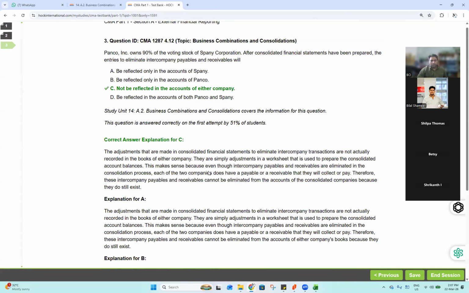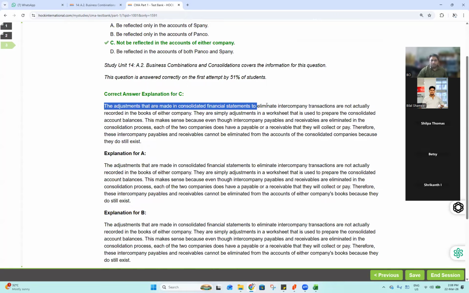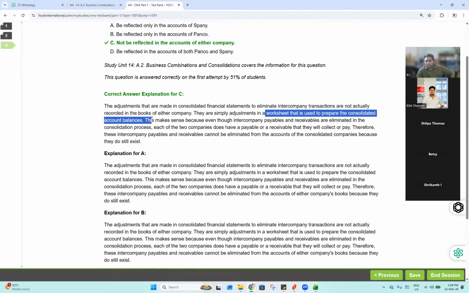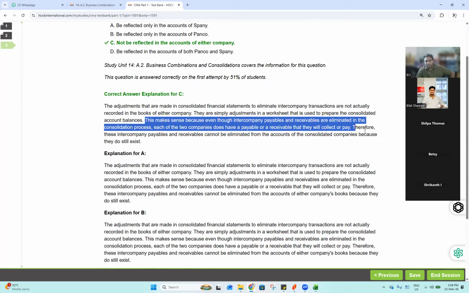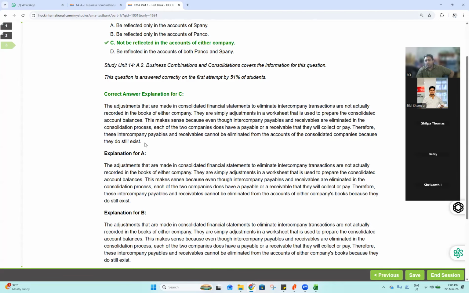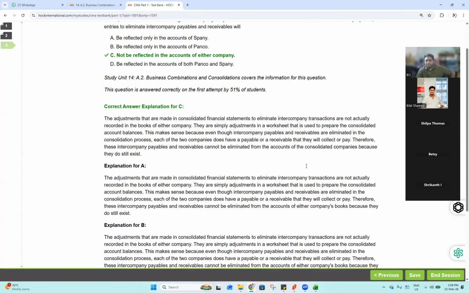Why? Because the adjustments that are made on the consolidated statements to eliminate intercompany transactions are not actually recorded in the books of either company. They are simply adjustments in the worksheet that is used to prepare the consolidated account balances. Clear? This makes sense because even though the intercompany payables and receivables are eliminated in the consolidation process, each of the two companies still has a payable or receivable that they have to pay or collect. Therefore, these intercompany payables and receivables cannot be eliminated from the accounts of the individual companies because they do still exist. Clear? Okay.